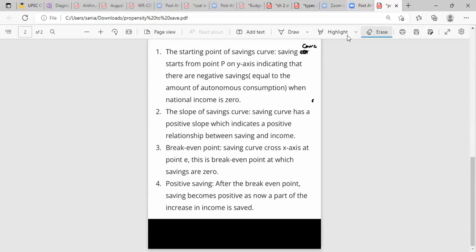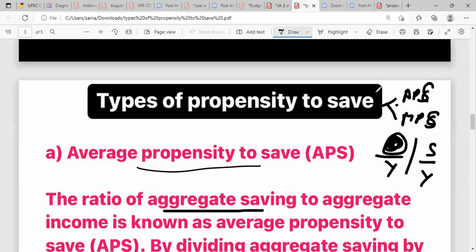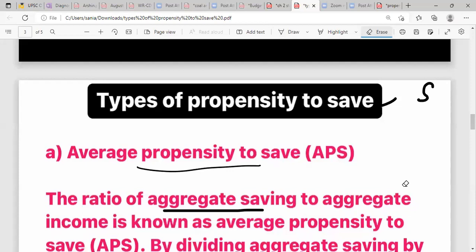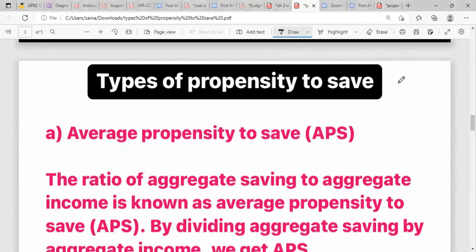Okay, so today we have to start from this one we completed. So today we have to start from types of propensity to save, if I'm not wrong, right? Yes, ma'am. Okay, so let's just start. You just have to relate everything with the previous thing.